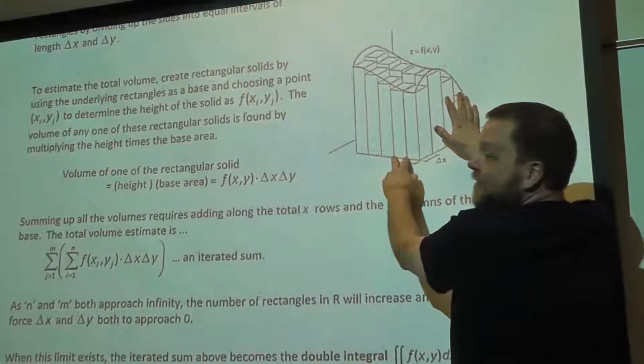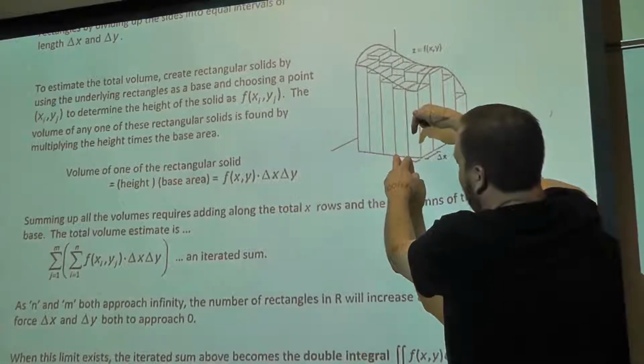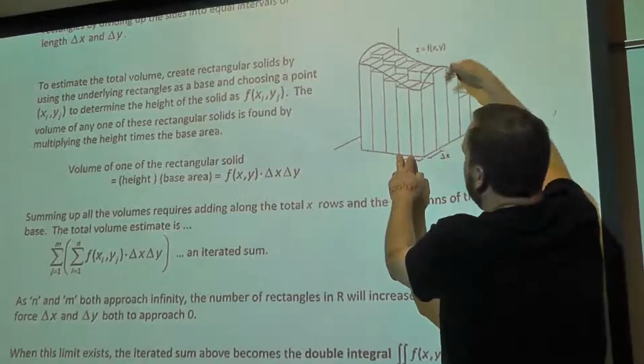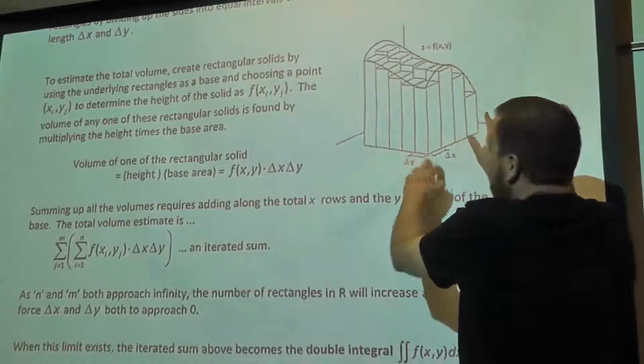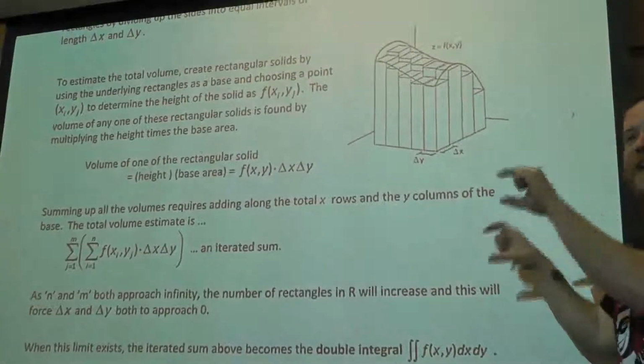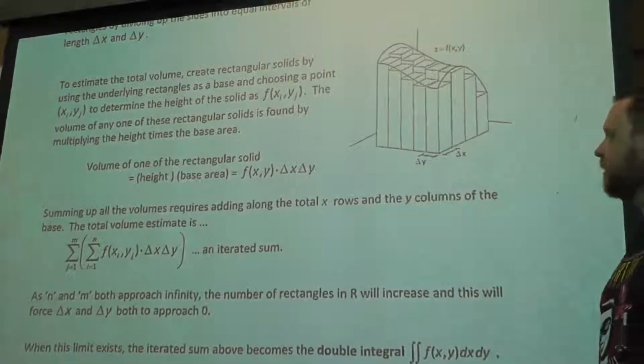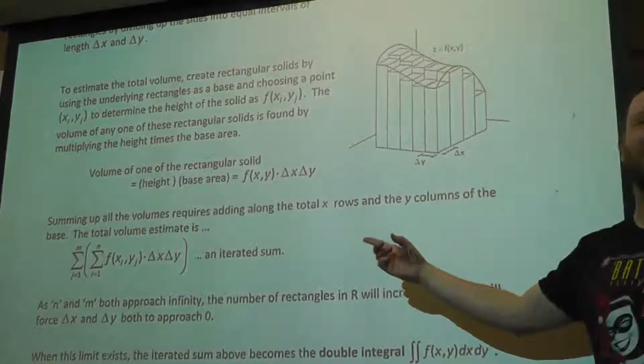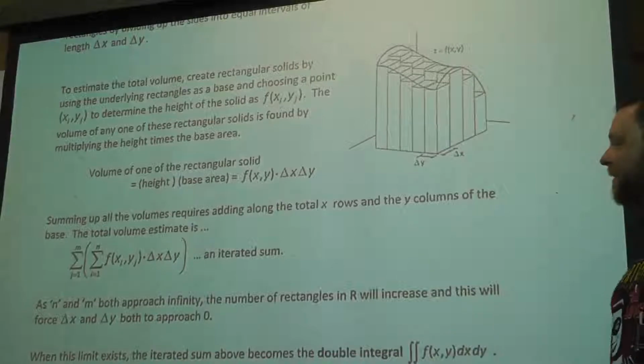Then I go to this next row and I do the same thing. X goes from 1 to 2 to 3 to 4 and adds those next 4. So you have to double index your sum because you're summing up each row for each column that you have in the y direction. And so that's why it's going to need a double iteration on your sigma to get that.